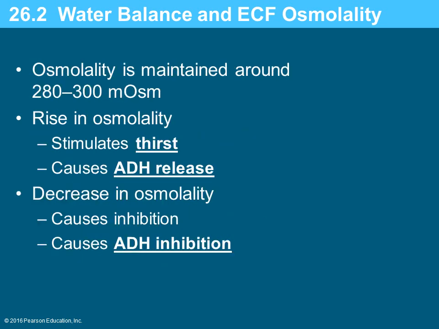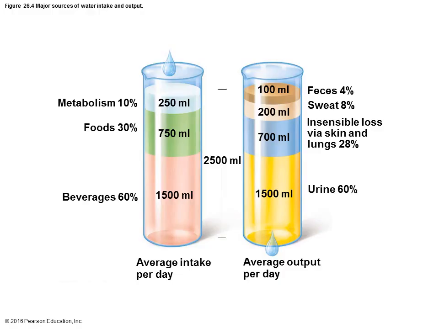You need to maintain osmolarity at a fairly constant rate. If it goes up, it's going to stimulate thirst. It's going to stimulate the release of antidiuretic hormone. If there is a decrease in it, it's basically going to cause inhibitory effects. You're not going to want to drink. It's also going to inhibit the antidiuretic hormone, stimulating increased urine production. This is just a diagram showing the average intake of water per day and the average output.